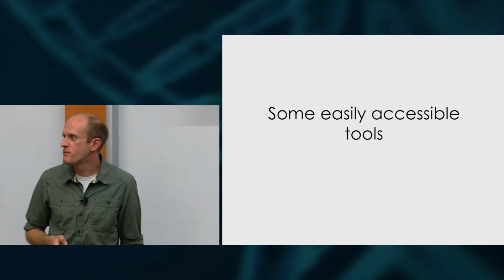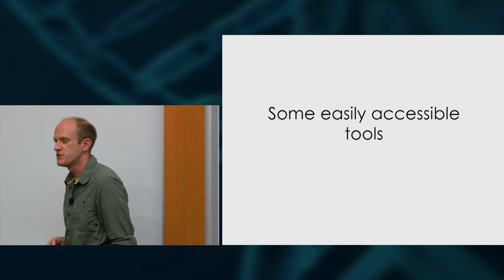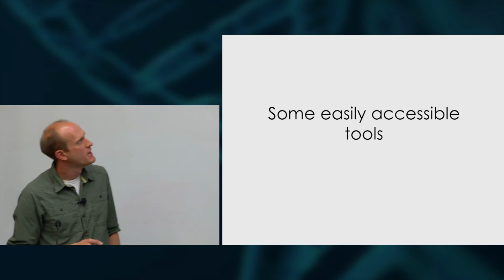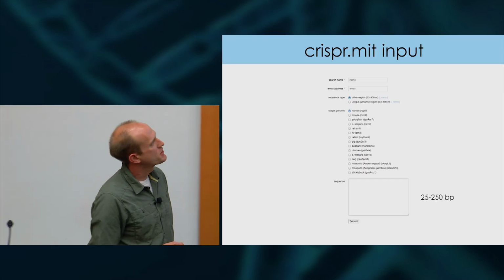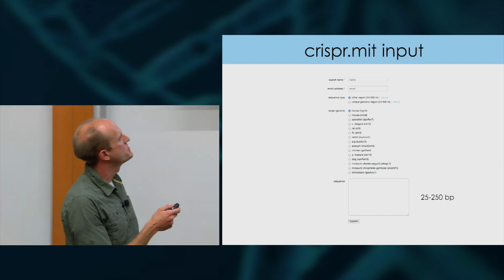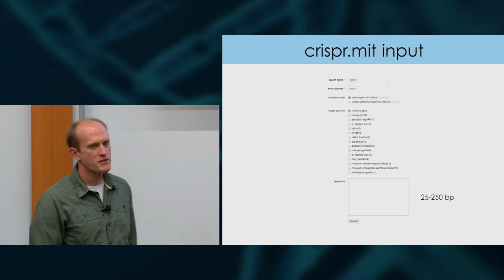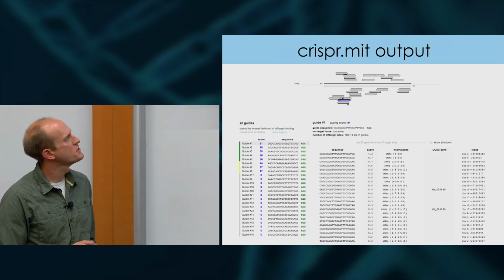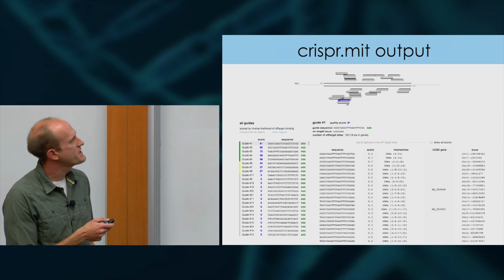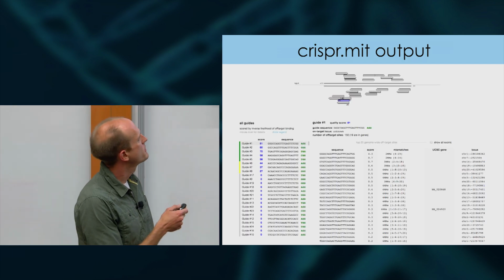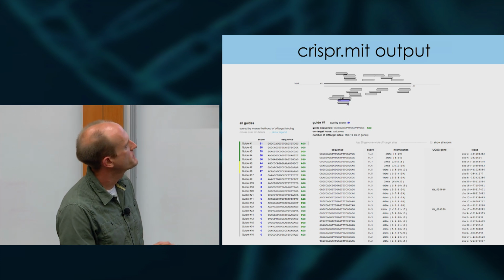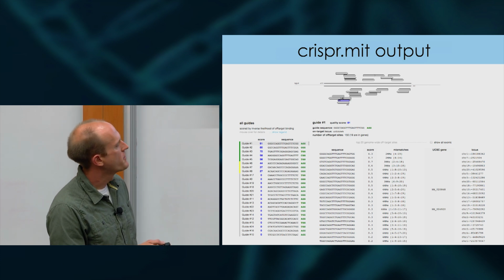So I just want to spend a couple of minutes pointing out some of the really easily accessible tools that people might use. So this is the CRISPR MIT input. So you can choose genomes. You can give it sequences. This is limited to about 250 bases that you can search. And you get some really nice output out of this. So this would be your guide that you're interested in. Here are the potential off-targets, where the mismatches are, whether they're in genes.